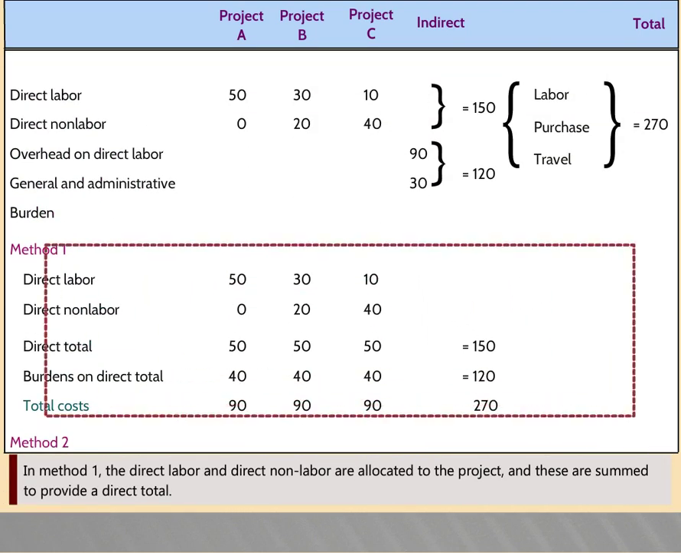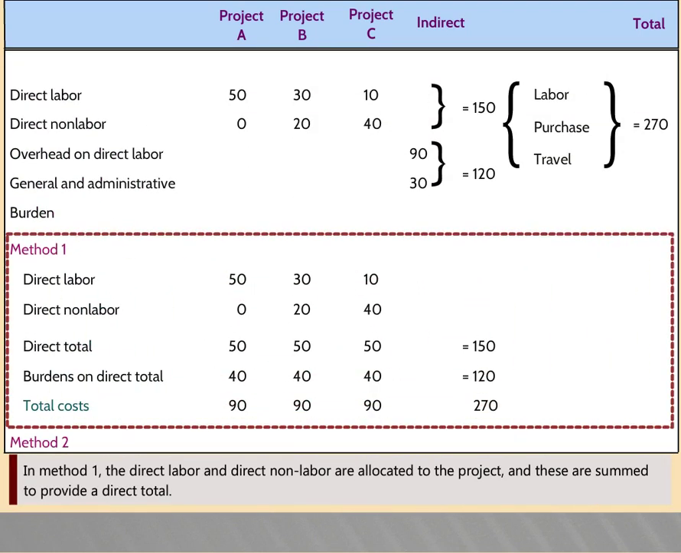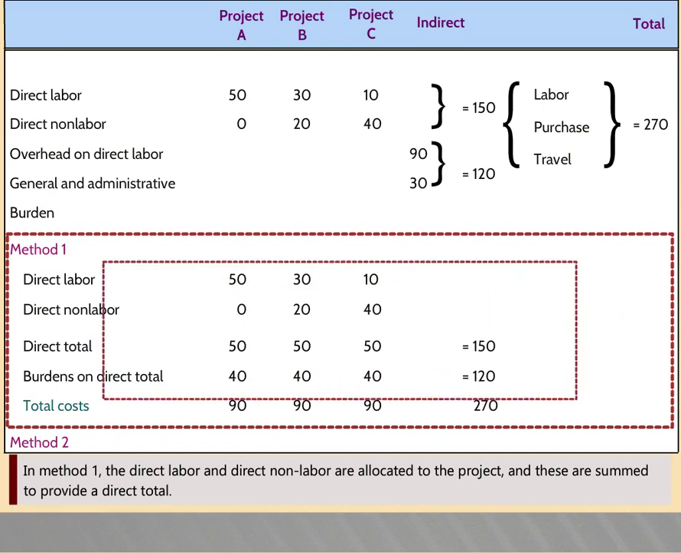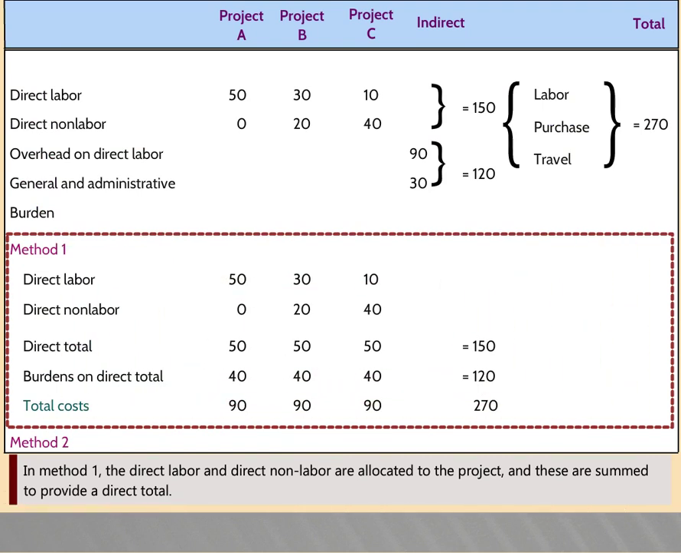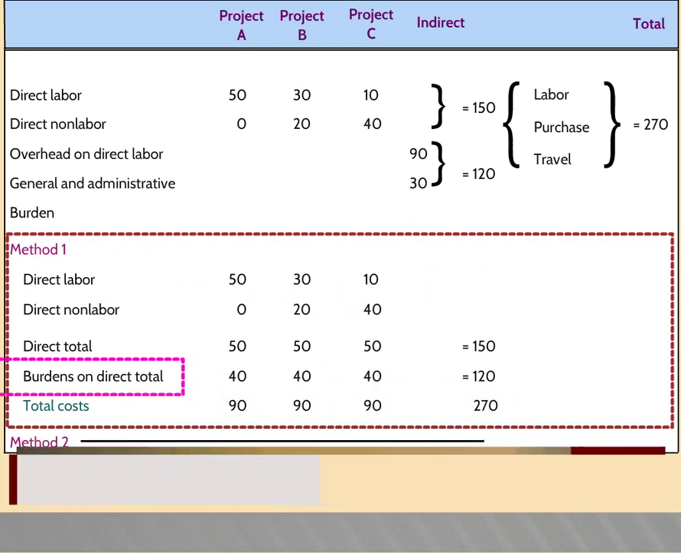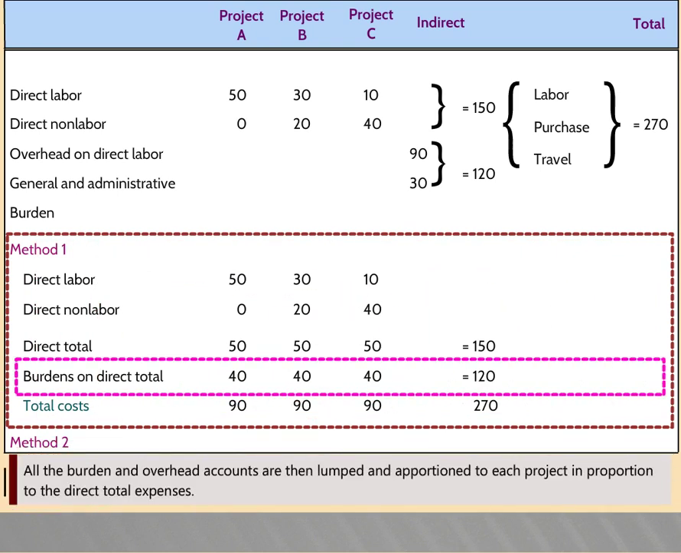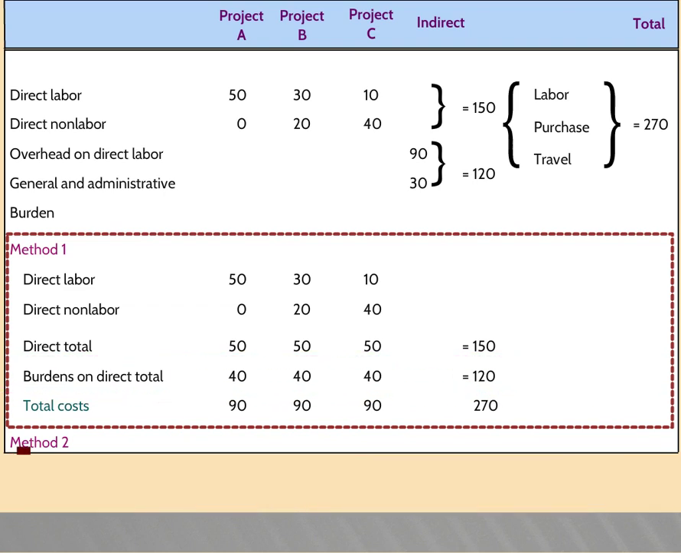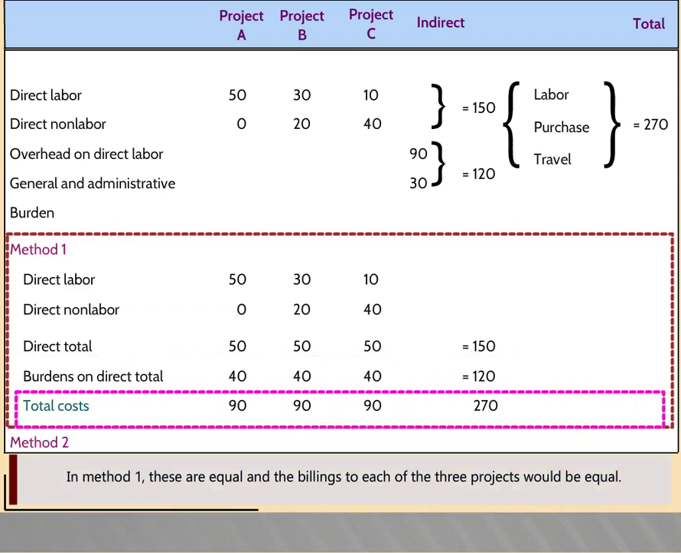In method 1, the direct labor and direct non-labor are allocated to the project and these are summed to provide a direct total. All the burden and overhead accounts are then lumped and apportioned to each project in proportion to the direct total expenses. In method 1, these are equal and the billings to each of the 3 projects would be equal.